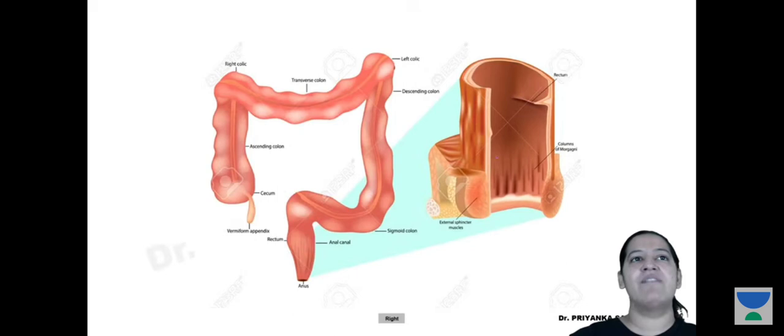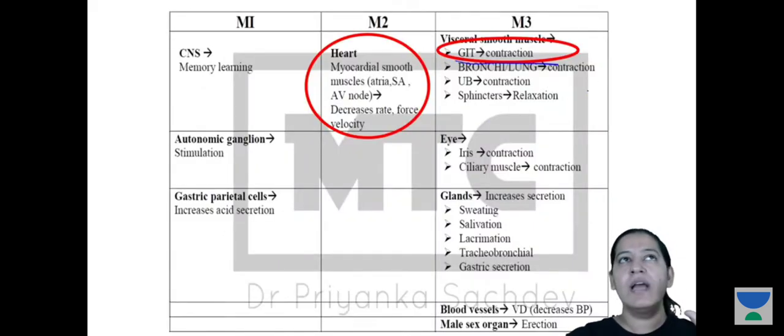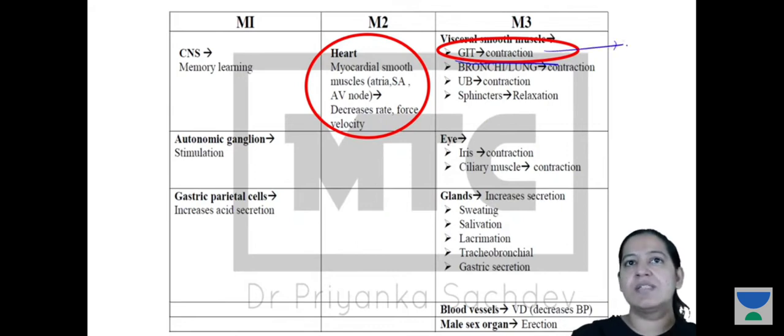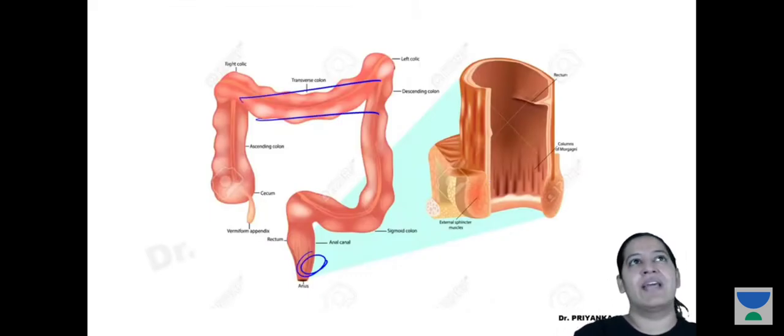Second property I will take is GIT. In GIT, they are causing retention of the feces. So they are used as anti-diarrhea and they are used as anti-spasmodic because they are relaxing the muscle and contracting the sphincter.